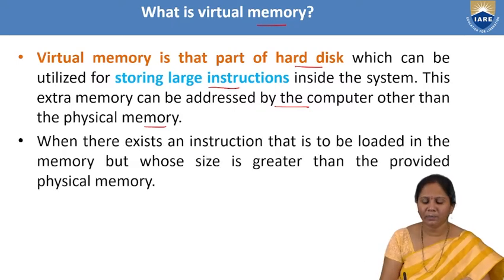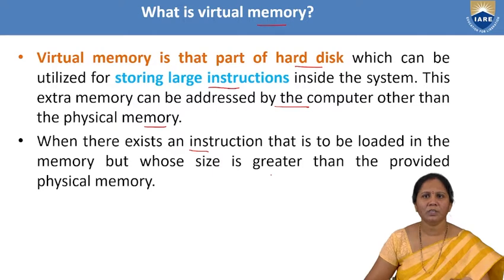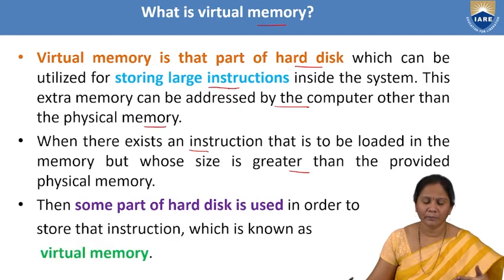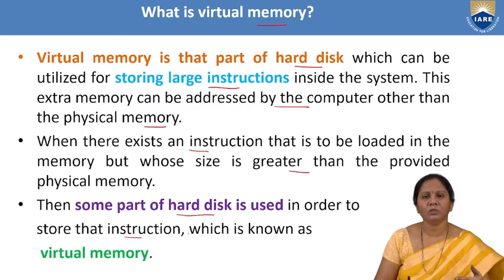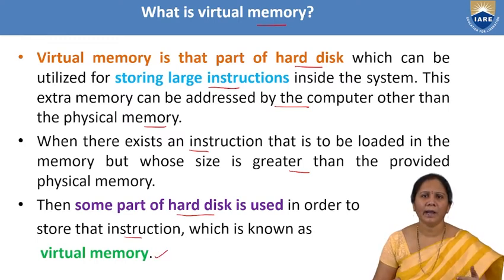Suppose there are some instructions which need to be loaded in memory, but their size may be greater than the provided physical memory. In such cases, we have to use virtual memory, that is, we have to use a part of the hard disk in order to execute those large instructions. Simply put, virtual memory is an additional memory which we are taking from the hard disk in order to execute large instructions.